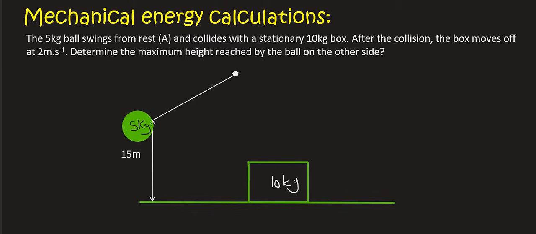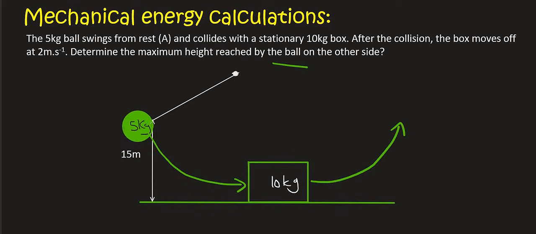So in this lesson, we've got a 5 kg ball that is going to swing, and eventually when it gets to the bottom of its trajectory, it's going to collide with a 10 kilogram block. Our goal for this question is to determine the maximum height reached by this ball on the other side, so when it goes up over here.